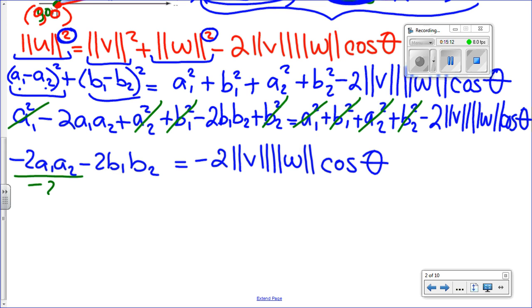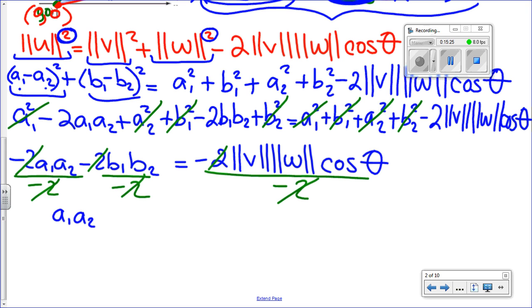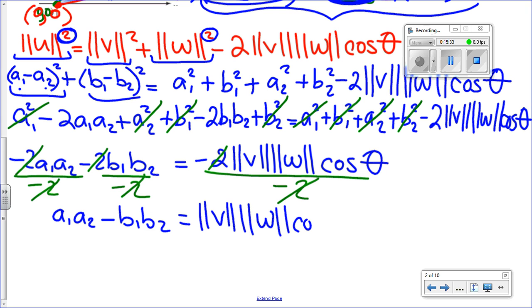So divide by -2, divide by -2, divide by -2. We do that, and we can see the -2's are going to cancel. And so we're left with a sub 1, a sub 2, minus b sub 1, b sub 2, and that is equal to the magnitude of b times the magnitude of w times the cosine of theta. Oh, and I made a little mistake. What happens when I divide -2 divided by -2? That should be +1. So this should be positive.